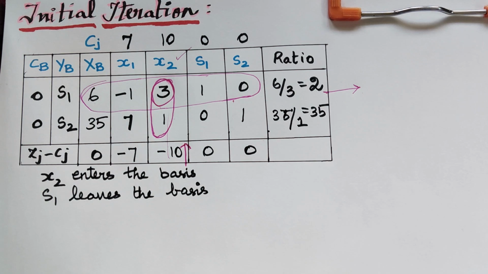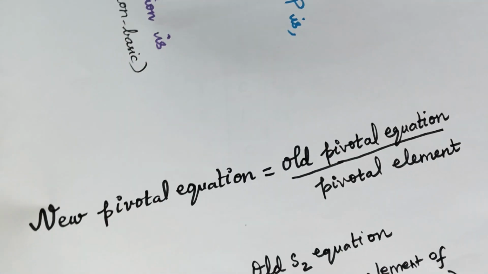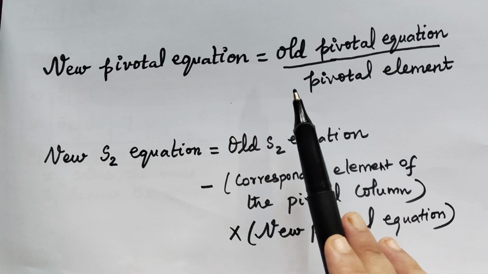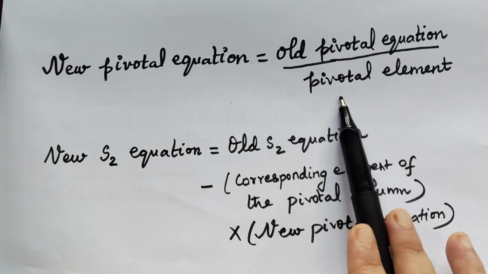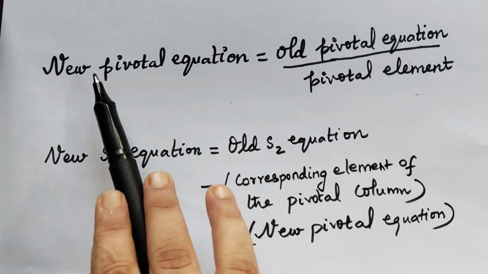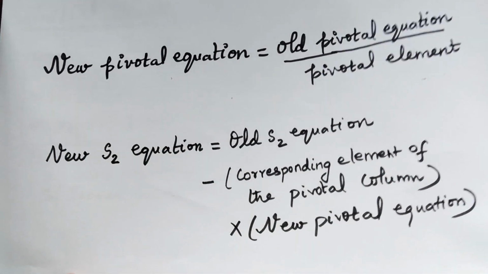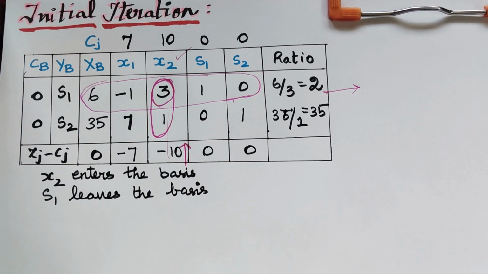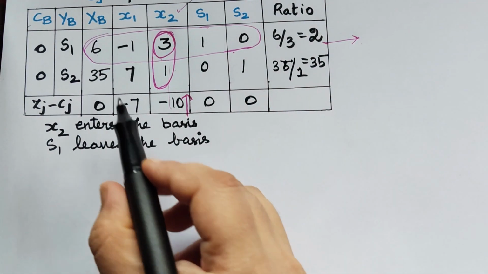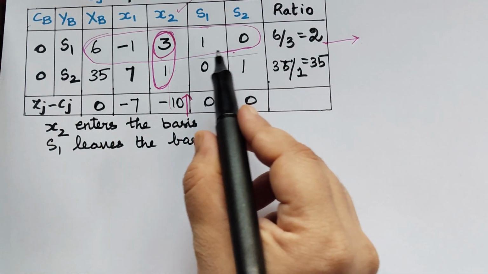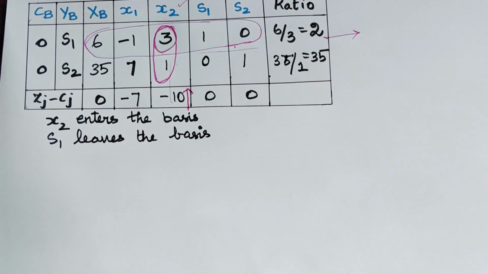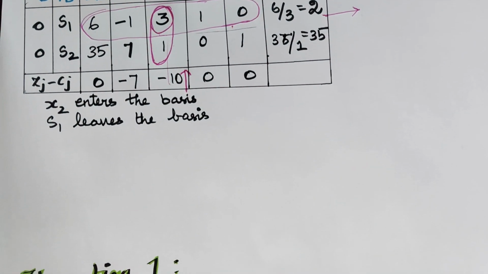So in order to perform the row operations, we must first know these two formulas. That is, the new pivotal equation is equal to the old pivotal equation divided by the pivotal element. So first we shall write this. What is the new pivotal equation? It will be the row corresponding to this one. That is, S1 is the pivotal row. So the row that we are going to find corresponding to this is known as the new pivotal equation.